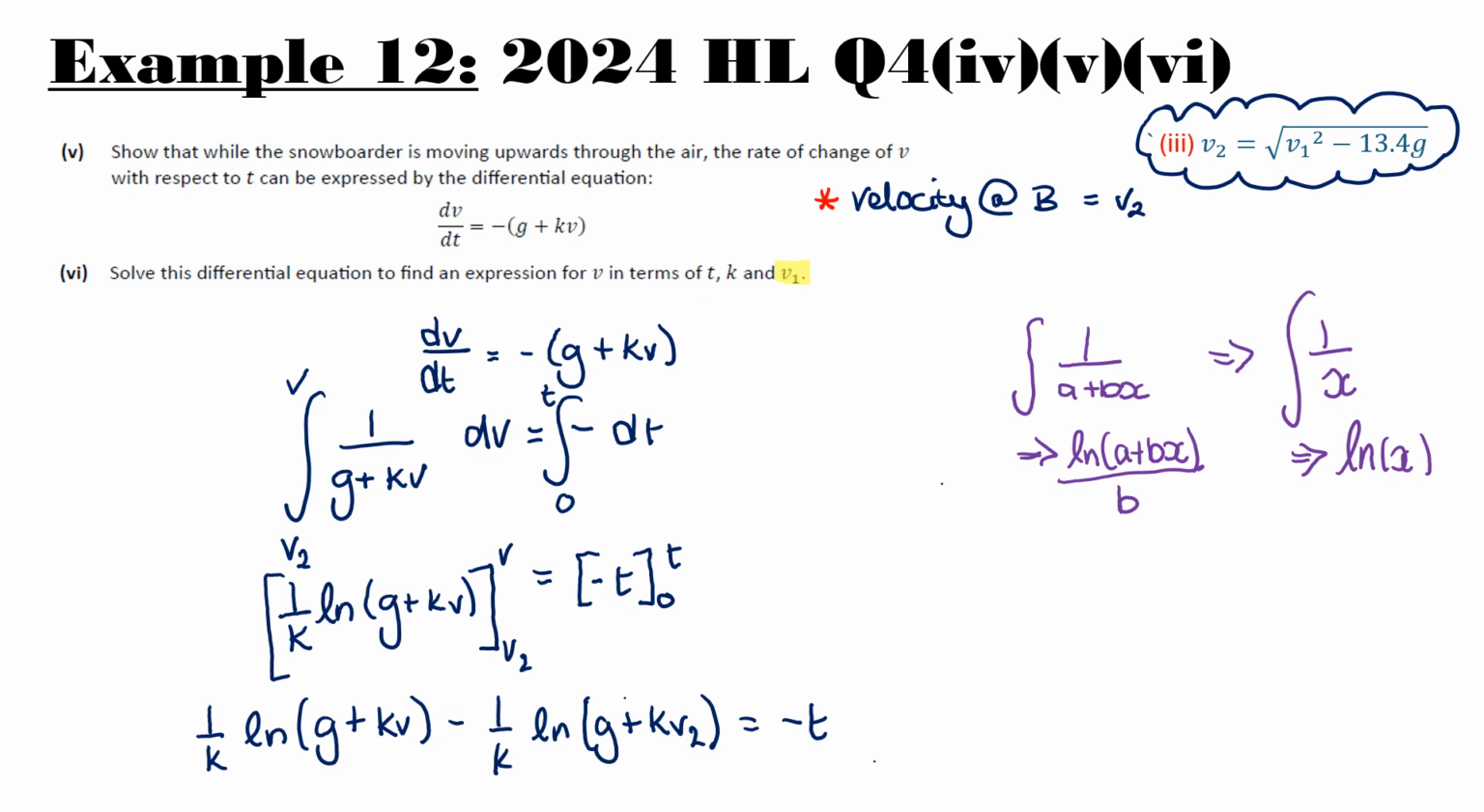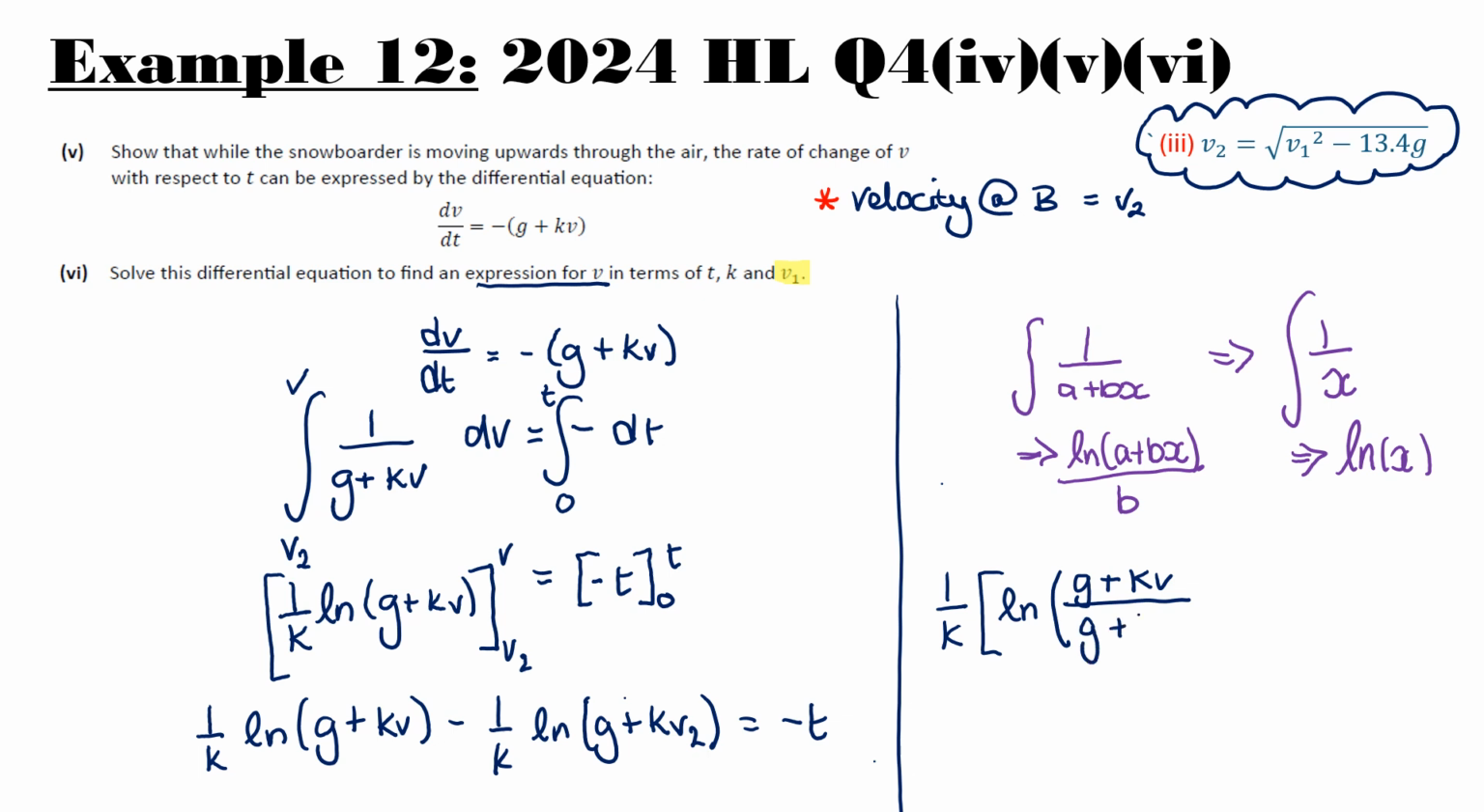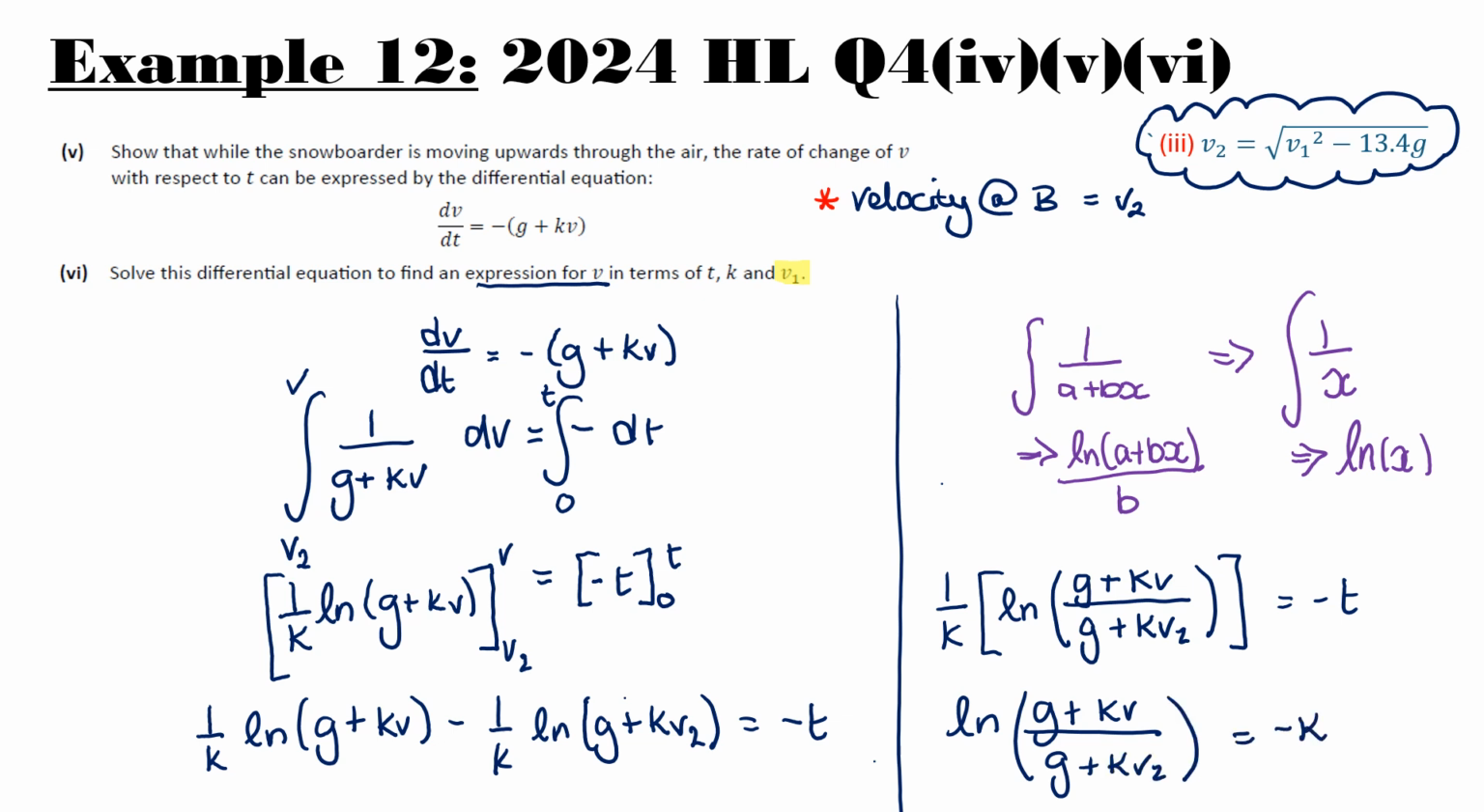Now, focus on what we want. We want to find an expression for v. So just v, not v2 or v1. We'll plug that in a minute, but we want to get v on its own. So first thing I'm going to do is pull out that 1 over k in front, and then I'm going to use my laws of logs to bring these two together. I get g plus kv all over g plus kv2. And that's equal to minus t. I'm then going to bring that k over: g plus kv over g plus kv2 equals minus kt.